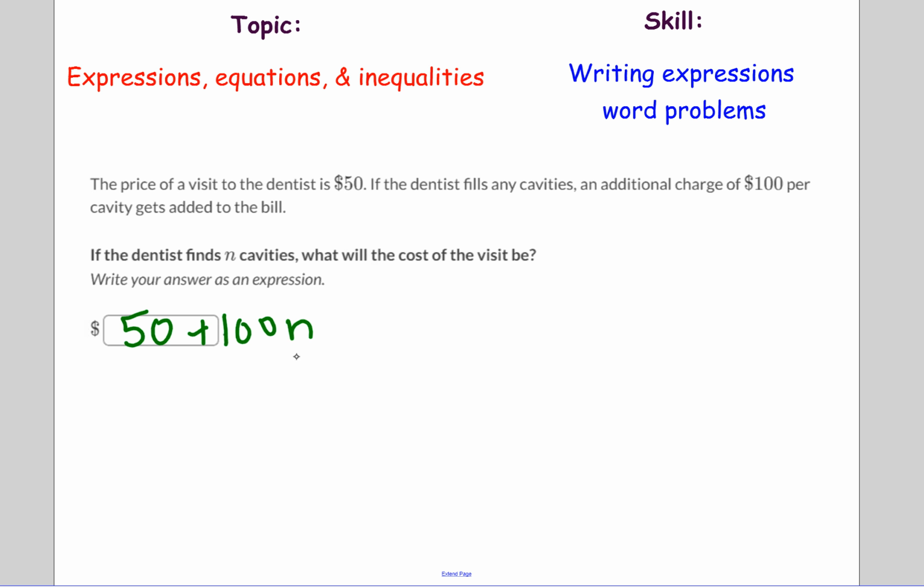So if you get 0 cavities filled, 50 plus 100 times 0 is 0. It's just 50. If you get 1 cavity filled, it would be 100 times 1 is 100 plus the 50, and so on and so forth.